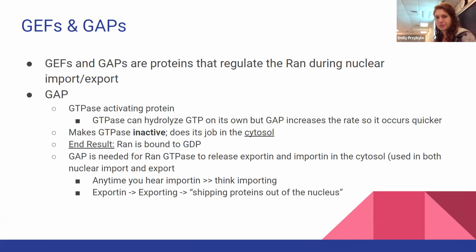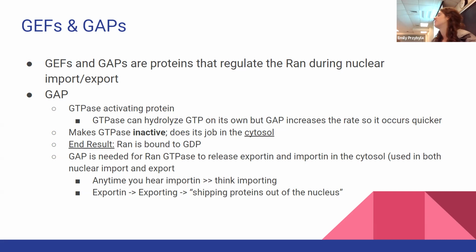So it makes GTPase inactive, does its job in the cytosol. I'm not sure of the order of these bullet points. One second. I did this yesterday and I confused myself. So skip those two bullet points, I'll come back to that. So GAP is needed for RAN GTPase to release exportin and importin.